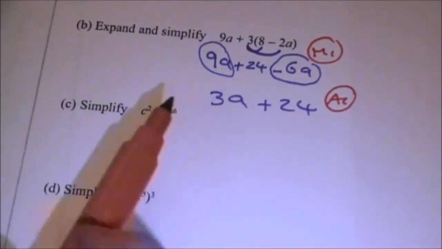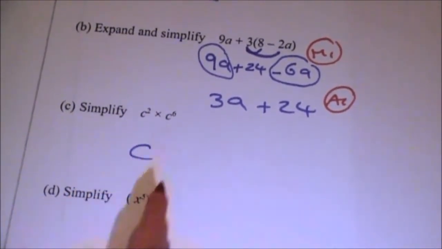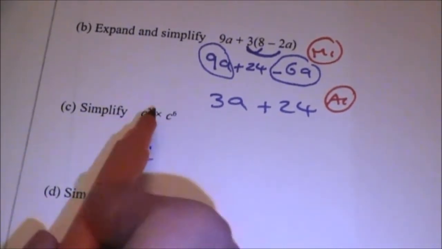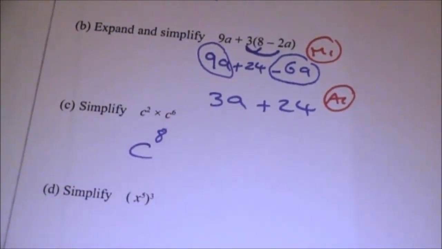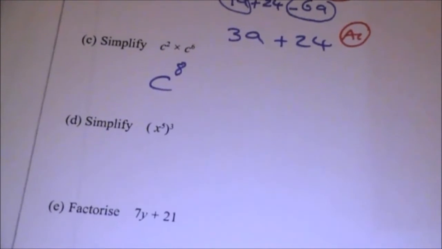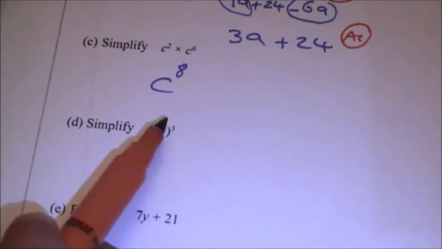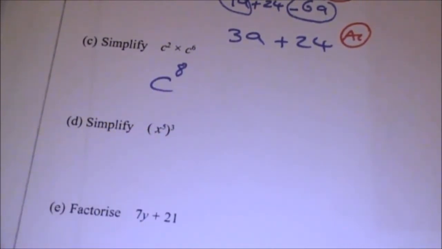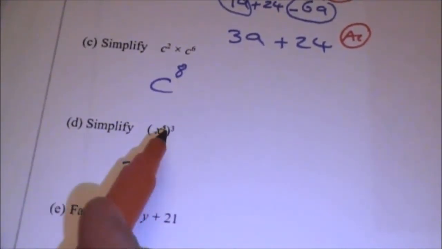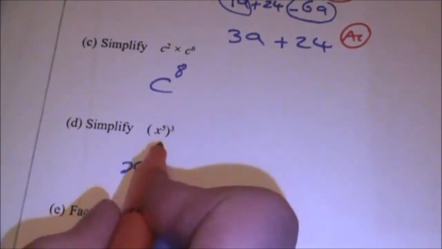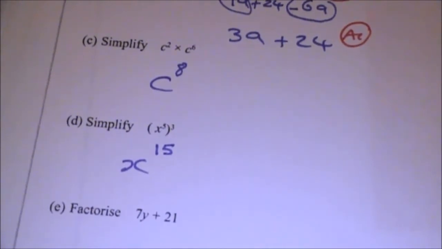Question C is a 1-marker. It's index laws. C squared times c to the 6. Well, because the big number is the same, or letter in this case, it's going to stay as c. And when you multiply index numbers, it means you have to add them. So that'll be c to the 8. Question D, again, index laws. This time you've got x to the power of 5 to the power of 3. Now we know brackets to mean multiply generally, so this is no different. You keep the x as it is and you multiply the powers. So it's 5 times by 3, which is 15. 1 mark.